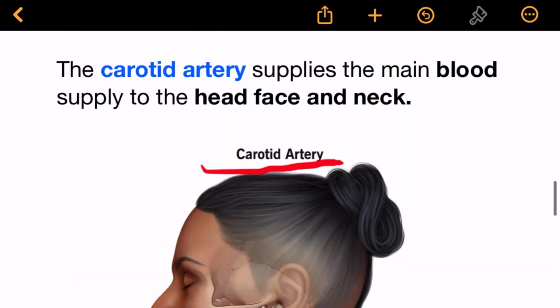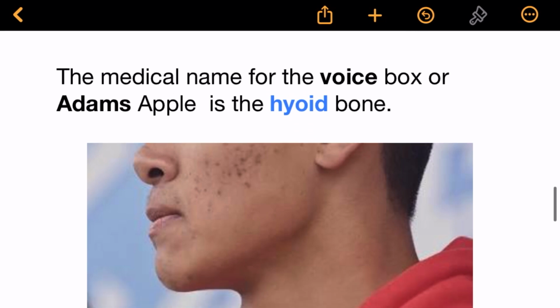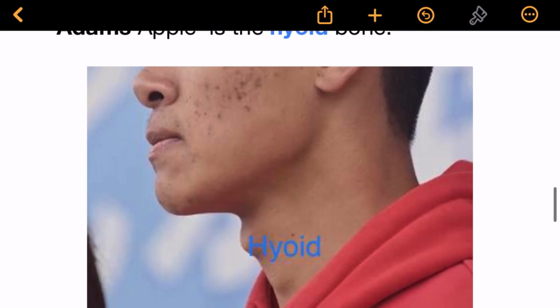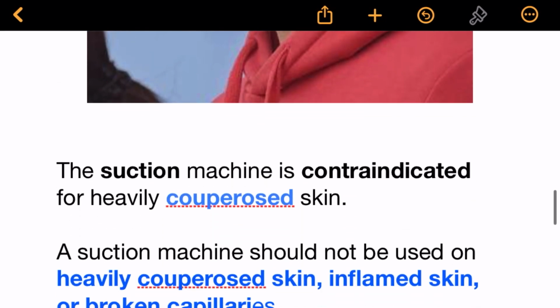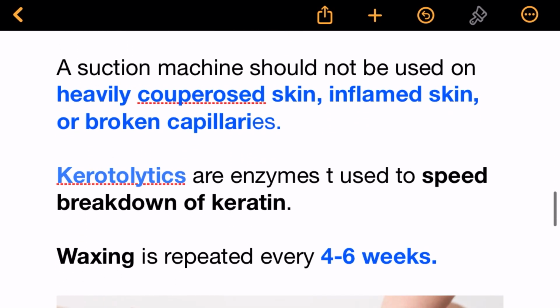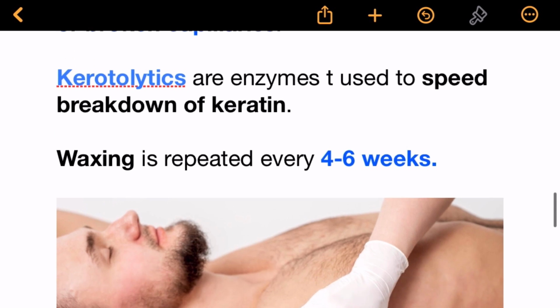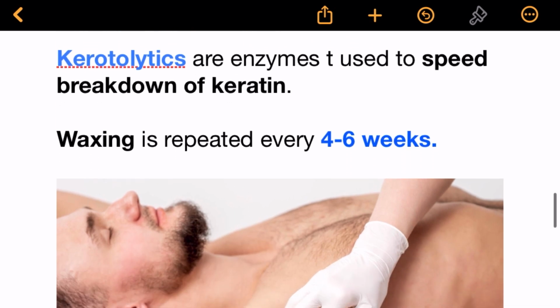The carotid artery supplies the main blood supply to the head, face and neck. The medical name for the voice box or Adam's apple is the hyoid bone. The suction machine is contraindicated for heavily couperosed skin. A suction machine should not be used on heavily couperosed skin, inflamed skin, or broken capillaries. Keratolytics are enzymes used to speed breakdown of keratin.